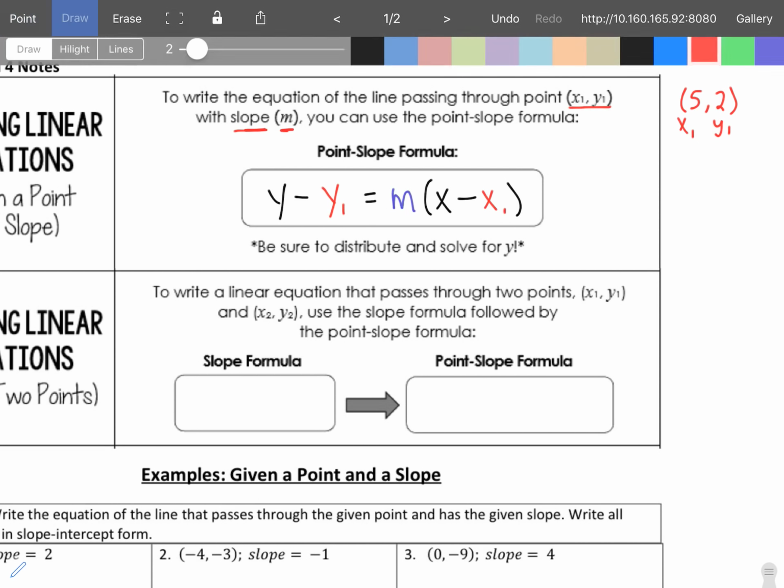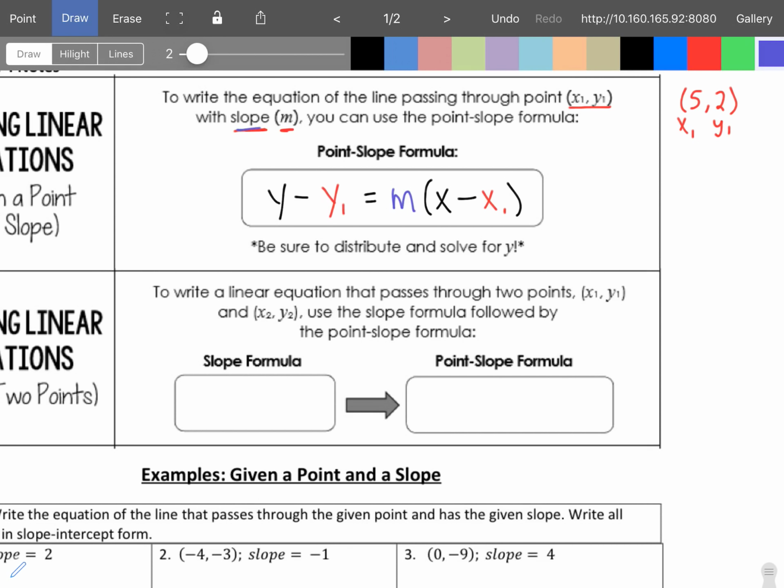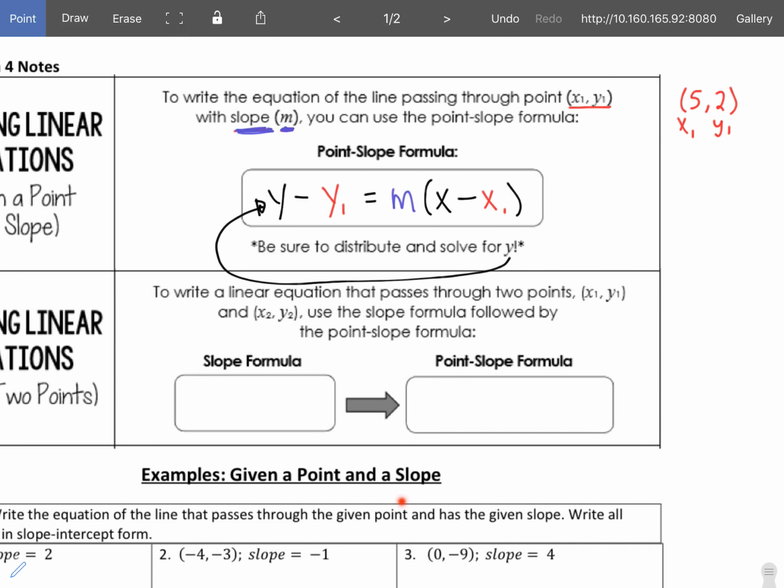Now m is your slope. So actually I'm going to do this. Slope is m, right? So that's your slope. Now it says be sure to distribute and solve for y. So don't forget, we're actually solving for y. Which y are we solving for? We're solving for this y. Okay, so I'll say solving that y. That's what we're solving for. Okay, you're going to see this down here? Examples given a point and a slope. That's where we're going to be using this formula and with this information. So I'll show you that in a minute.